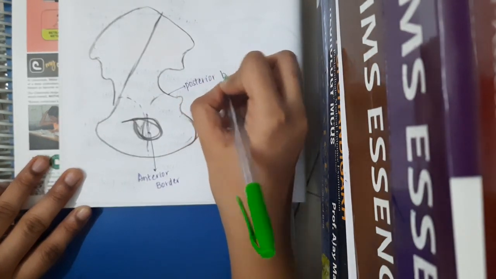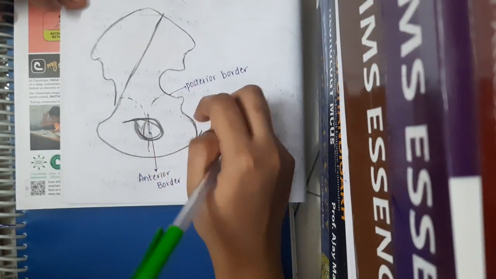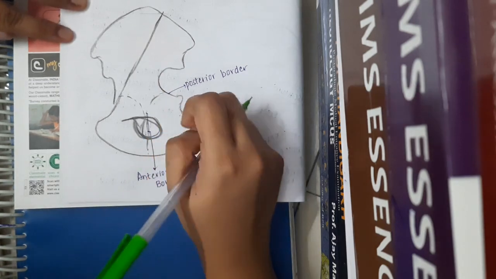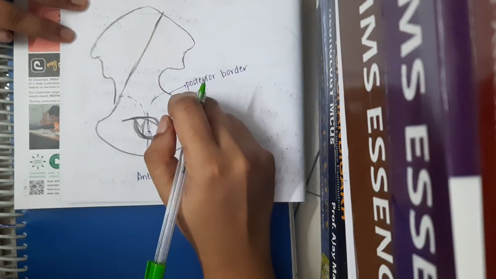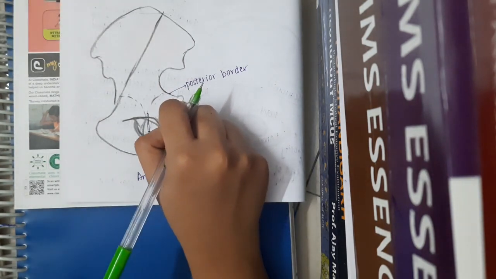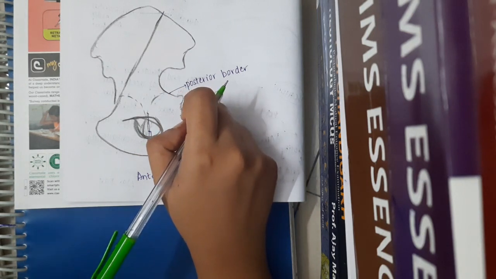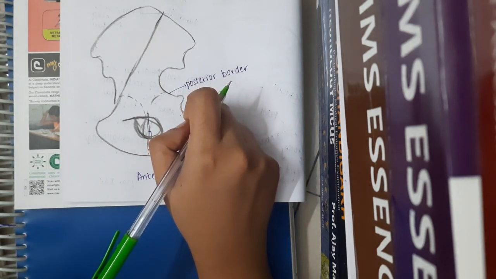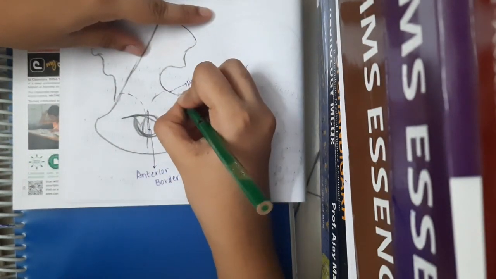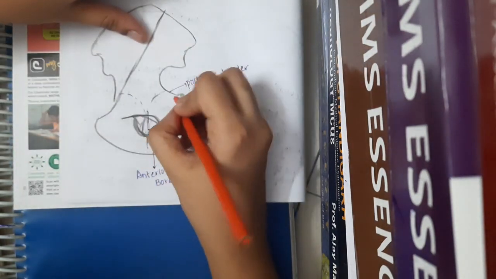Now, this whole part is the posterior border. It is continuous with the posterior border of the ileum, and it forms something called the ischial spine. So this is the ischial spine. Very importantly, this ischial spine provides attachment to one ligament and also to two muscles.